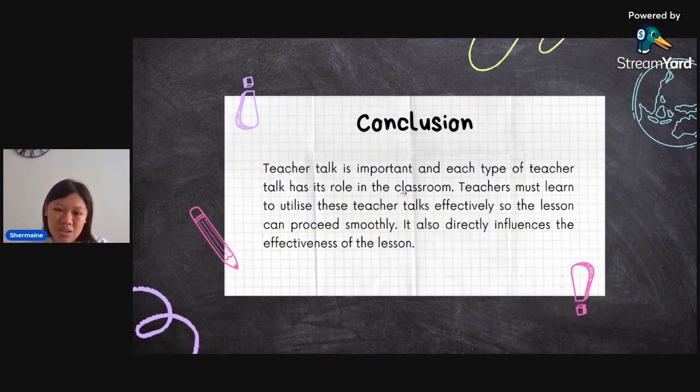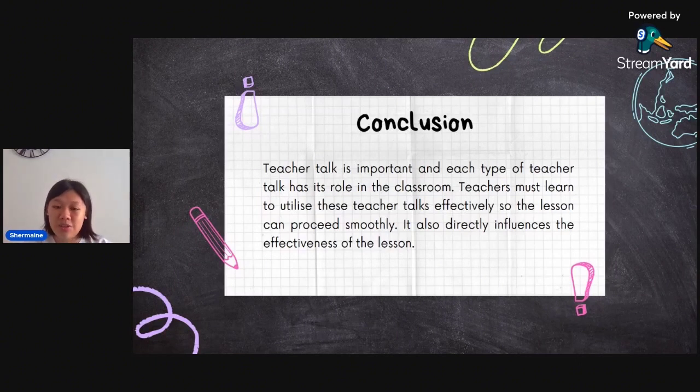So, as a conclusion, teacher talk is very important and each type of teacher talk has its role in the classroom. Teachers must learn to utilize teacher talk effectively so the lesson can proceed smoothly, as it directly influences the effectiveness of the classroom. In adherence to this, I have analyzed the four video clips I found, and I analyzed why this teacher talk is effective, what type of strategy he used, and what he did to make it so effective. I've come up with four sketch notes, and so I can conclude that it really is important and each type has its own role.